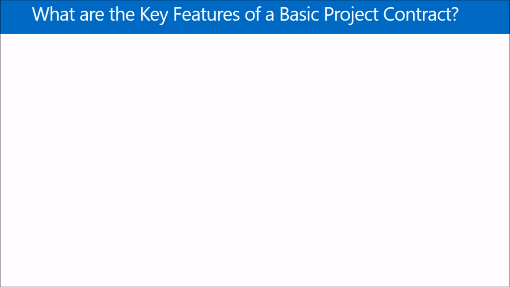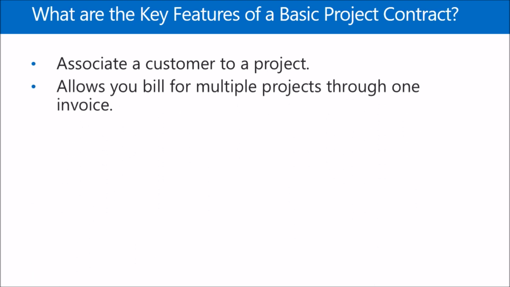So if I was going to learn project contracts, I'd be asking myself, what are some of the key features, or what does a project contract do for me? So the first thing to note that it does is it is a way to associate a customer to a project. So basically you define a contract, and one of the first values that you have to select is the funding type, and there's 4 different funding types, but for a basic project contract we'll just focus on customer. So you basically select your customer, and now your contract has some link to a billable resource, which would be the customer. Next, it allows you to bill for multiple projects through one invoice.